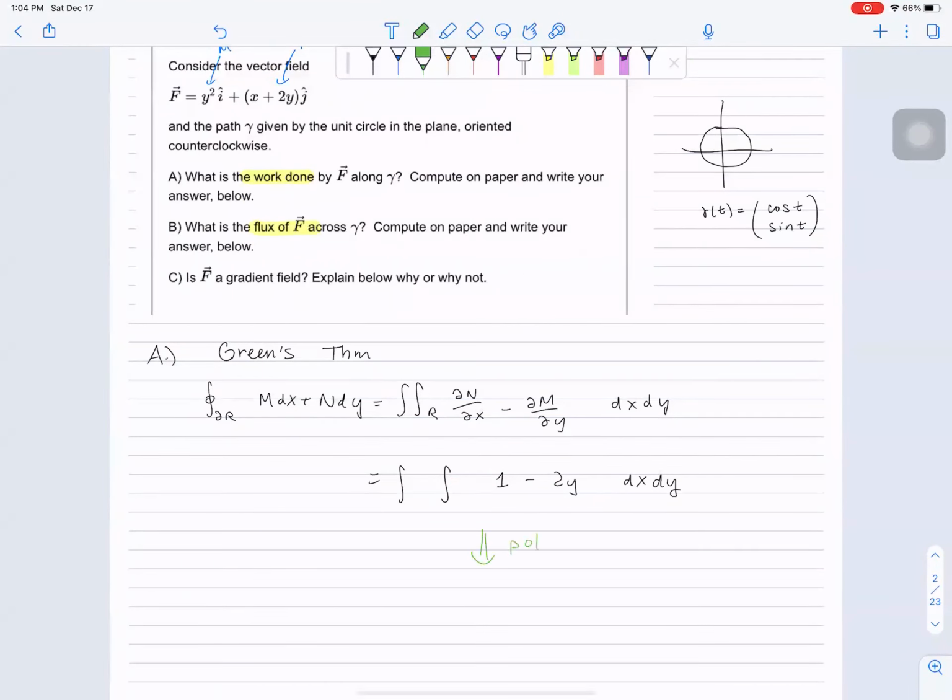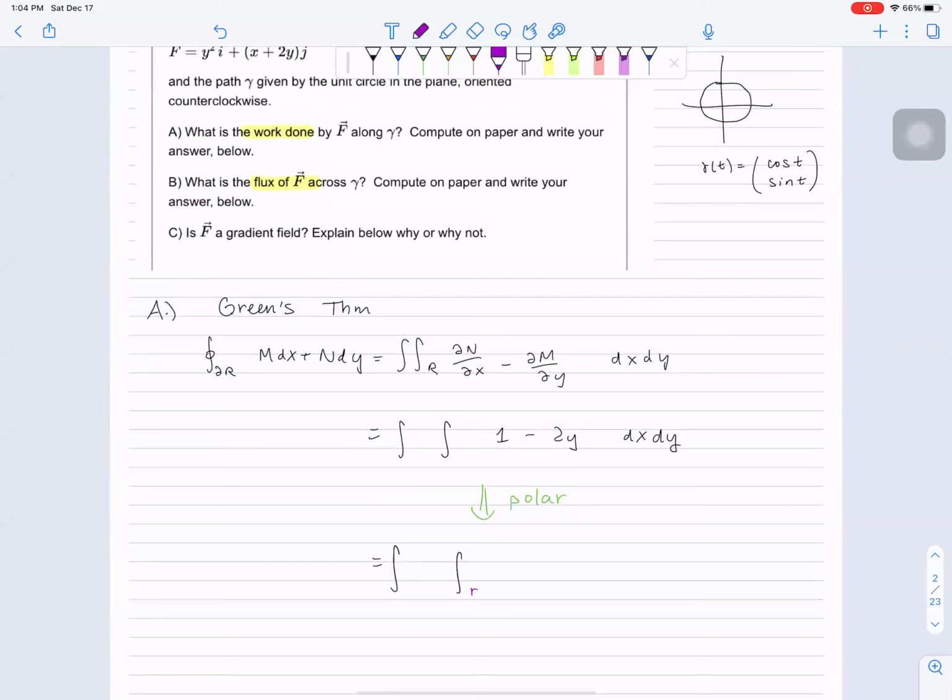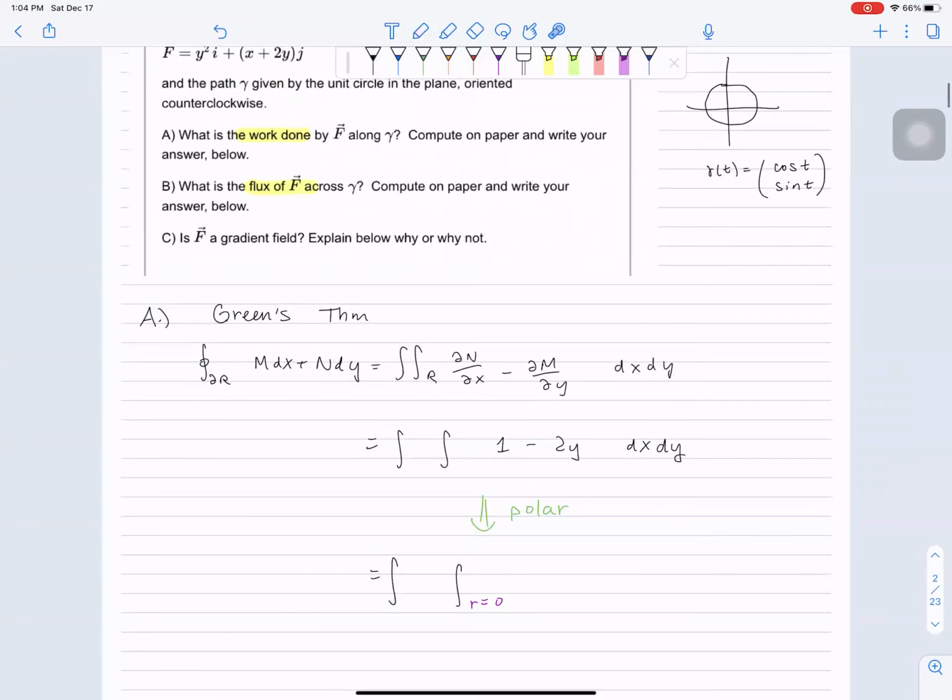So I'm going to convert to polar. What does converting to polar mean? I have to first change my bounds. What should my bounds be? We have r goes from 0 typically, and it goes to the radius. What is our radius? We have a unit circle, so the radius is 1. Then we have our theta bounds. There's no limit at all for our circle. It's our entire circle, so theta is 0 to 2 pi.